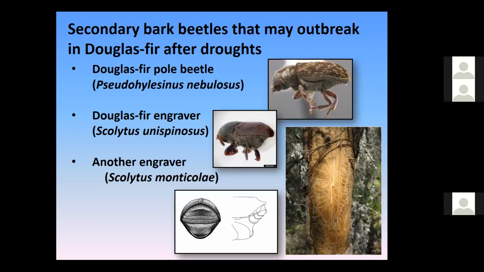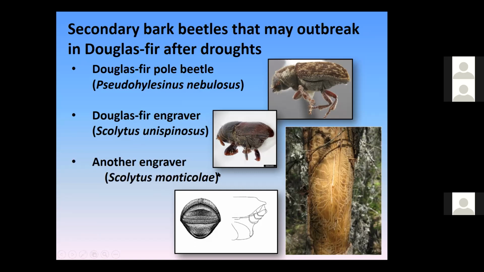And I mentioned these secondary bark beetles. So these are just some of the specific ones that you might find in Douglas fir. I showed a couple pictures earlier of these, the egg galleries and the larval galleries. So the bottom right there, just to give you an indication of what these look like, these two species, the pole beetle and the Douglas fir engraver, leave a very similar gallery.